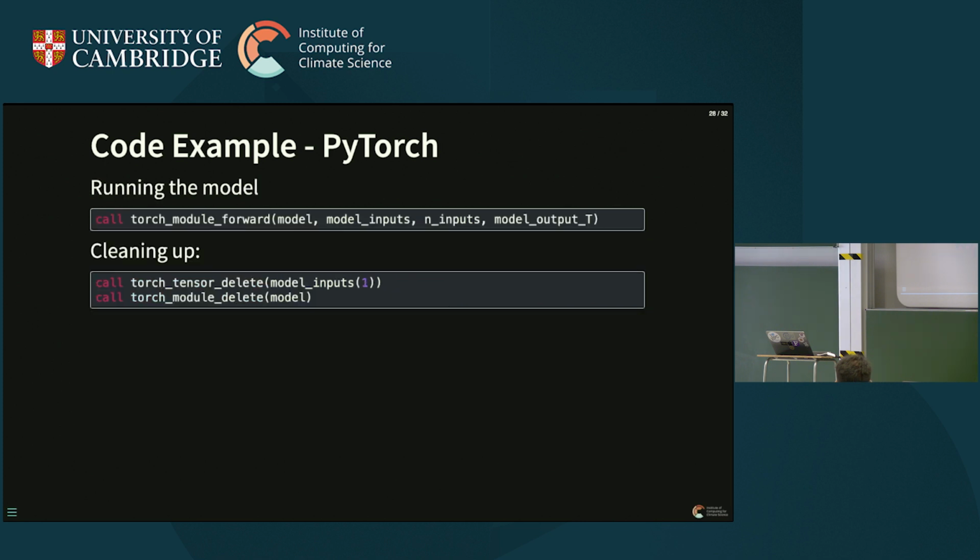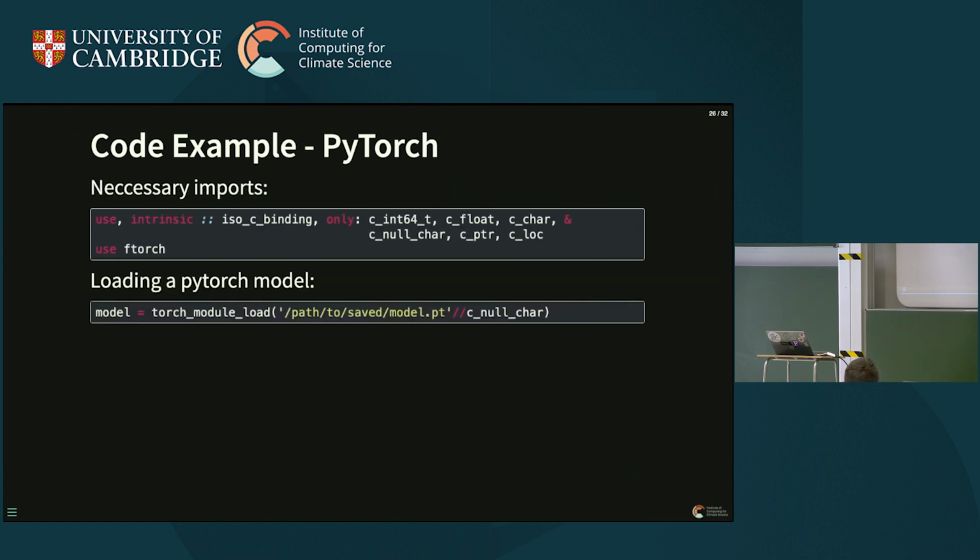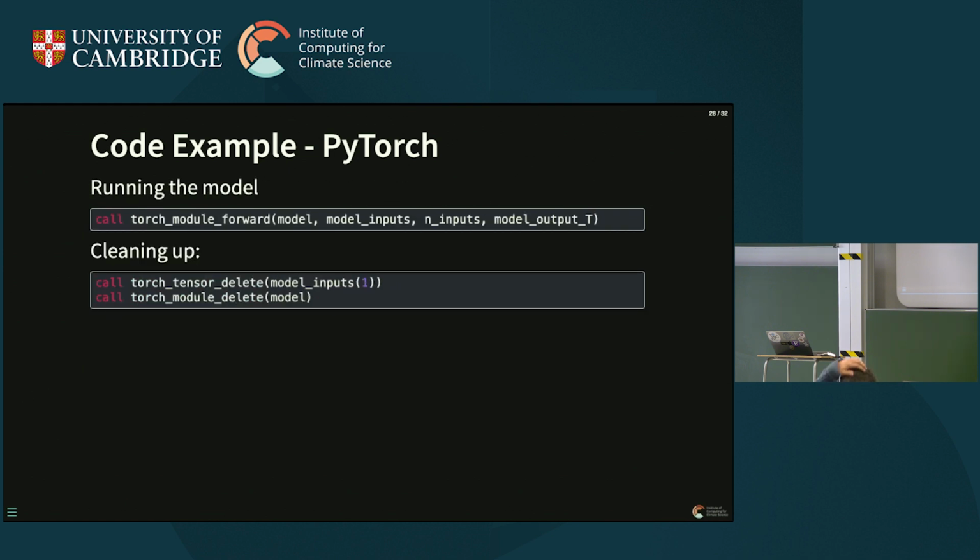Then to run the model, you just call the function torch module forward with the name of your model that you imported back here, the inputs, the outputs, and the number. It will go away, run your model in C or C++, and return you the answer. Then at the end, all you have to do is make sure you clean up to keep everything free from memory leaks.